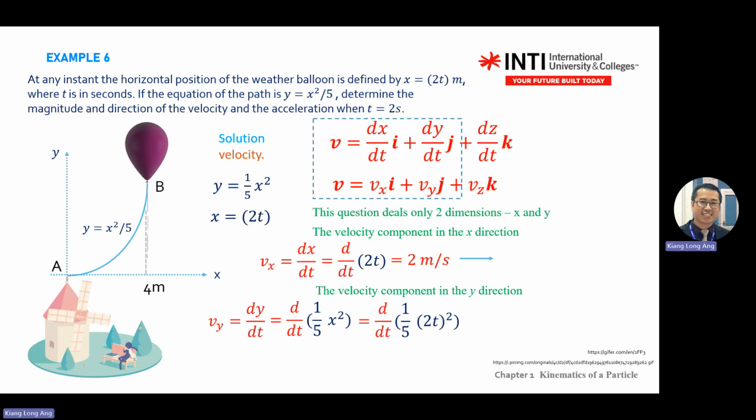In this case, x equals 2t. Okay. So what is the answer? 8 over 5. Okay. Good. Any question? Anyone not sure what we are doing here? What is the direction of Vy? Going up. Okay.